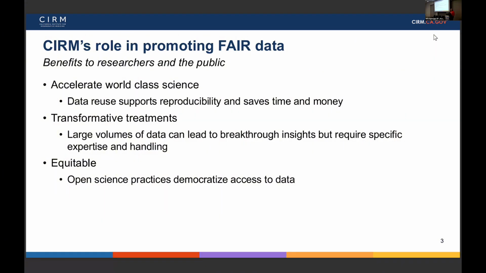That's how we do world-class science. I don't think I need to convince this room how important that is. And of course, it saves time and money. And as a funder, that's something we're very concerned with. If you want transformative treatments, you have to use the data that's out there.